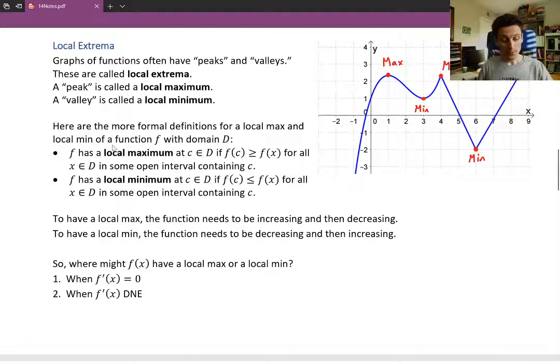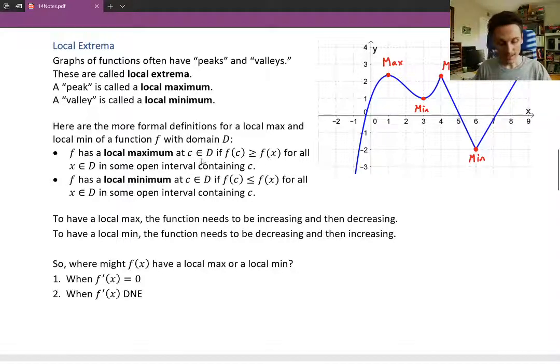Now the more formal definitions for local maxes and local mins of a function f with a domain D, so D is the set of all possible x values that can be plugged into the function, are like this. f has a local maximum at c inside of D. So this just means that this is an x value inside of our domain. This symbol means an element of or is in.